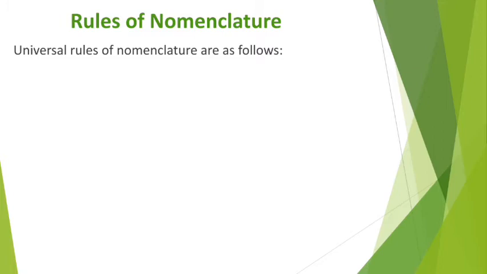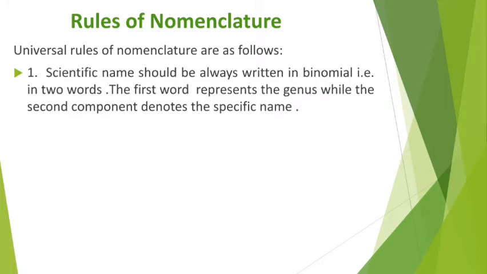So universal rules of nomenclature are as follows. Number one rule is scientific name should be always written in binomial, that is in two words. So my dear student, always keep in mind, these rules of nomenclature are very important to know. So be very concentrated and very conscious while learning all this.